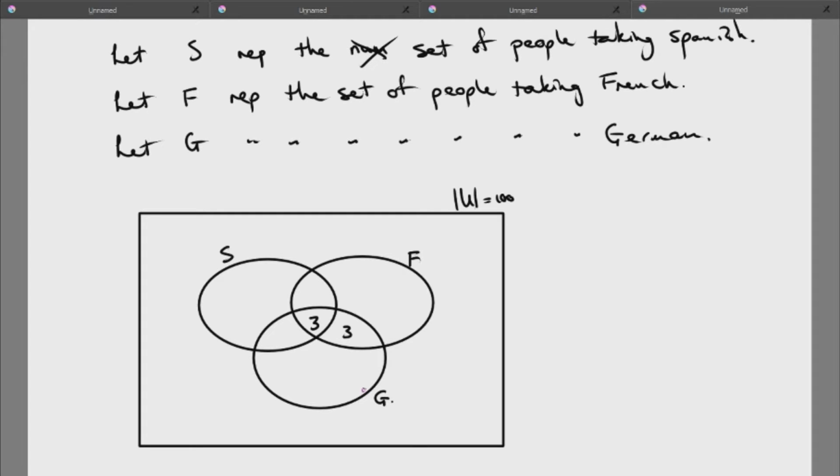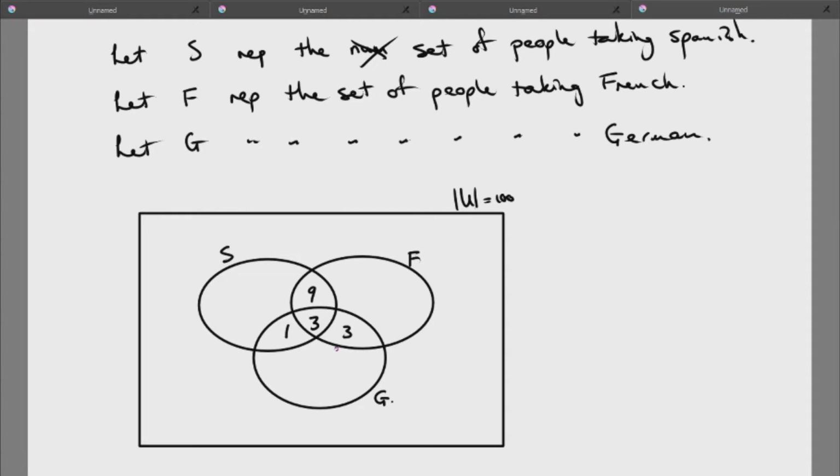Backwards, 4 that are in both Spanish and German. What can I fill in? 1. I keep going. 12 are in both Spanish and French. I can put 9 over there.